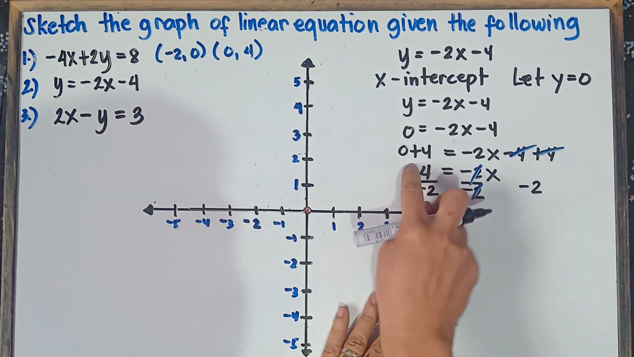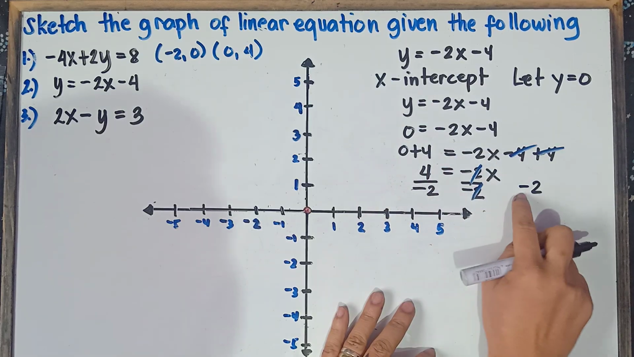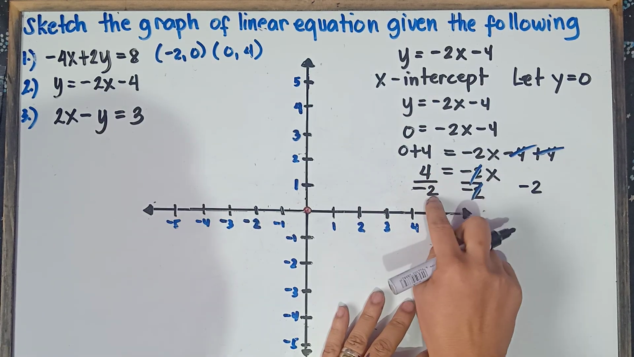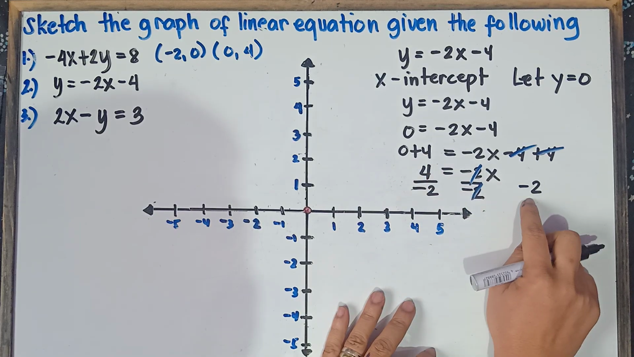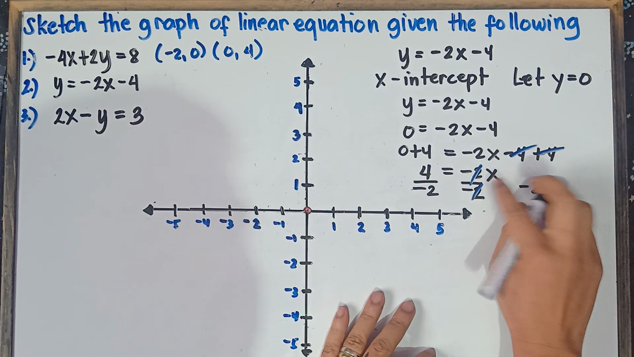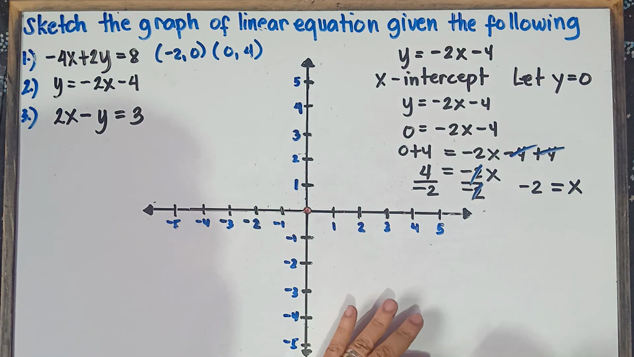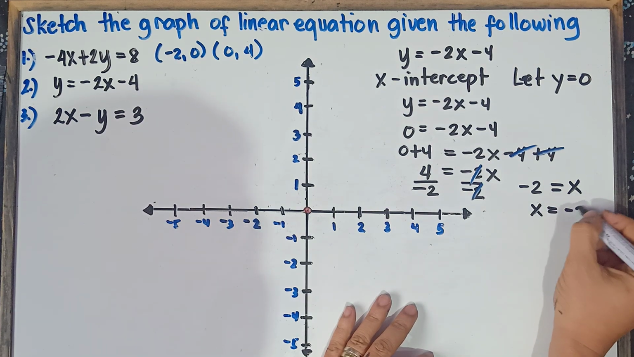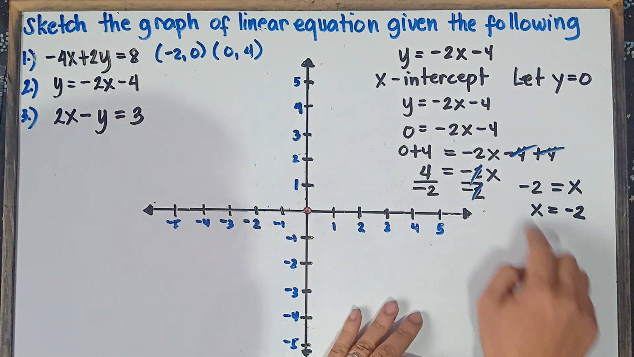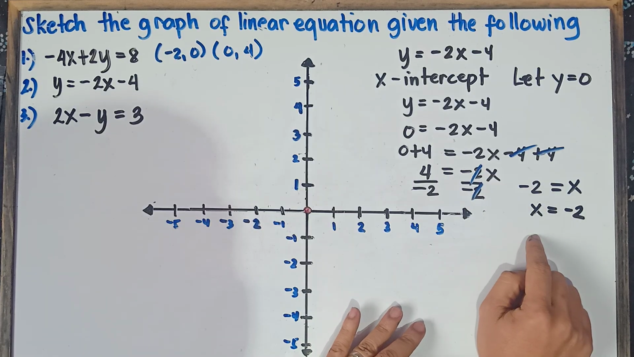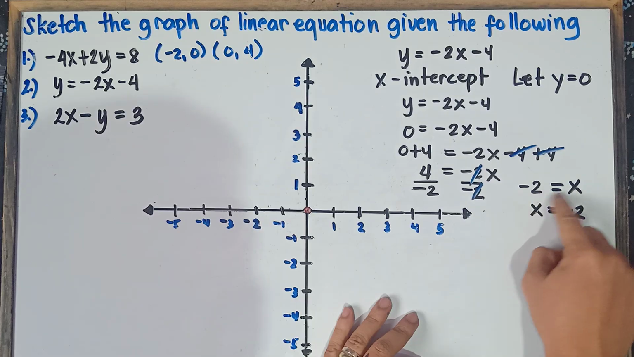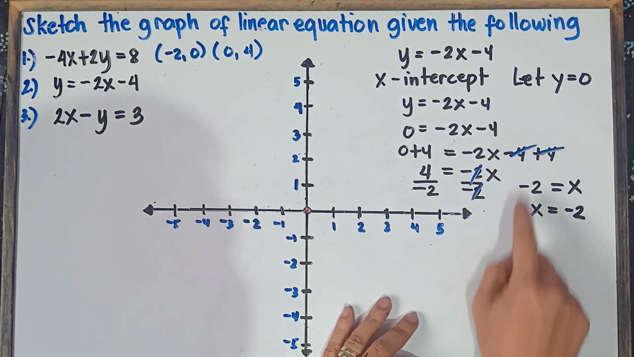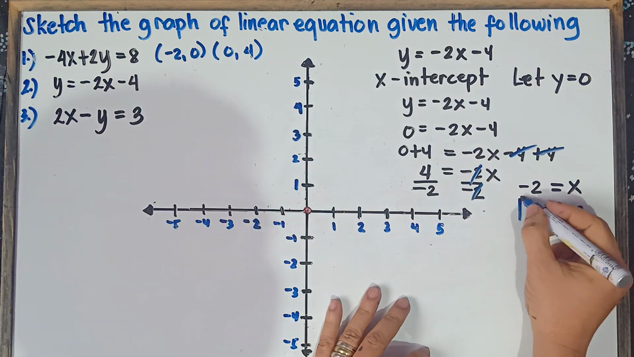Once again, class, positive divided by negative is negative. 4 divided by 2 is 2, so 4 divided by negative 2 is negative 2. Copy the equals sign and then copy x. So we can write x equals negative 2. Once again, class, this is just the same. This is what we call the symmetric property. Negative 2 equals x is just the same as x equals negative 2.